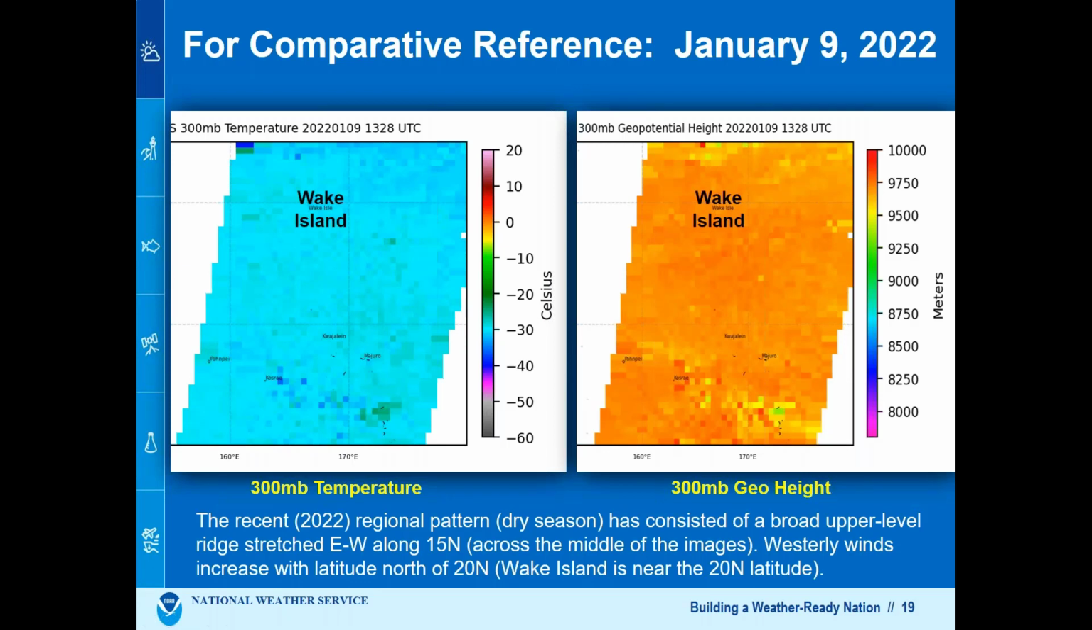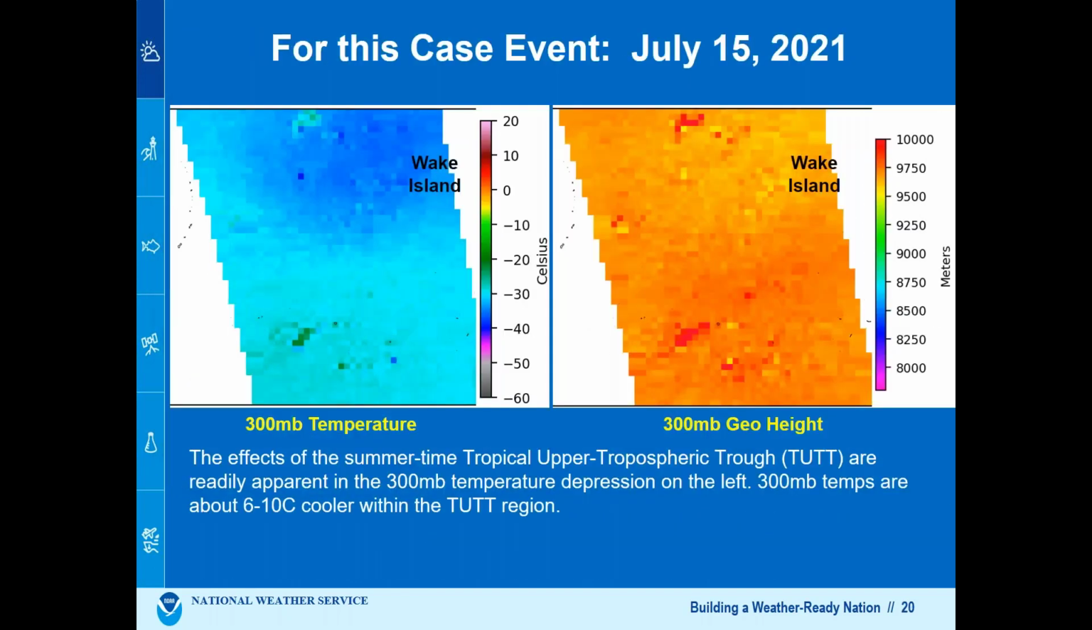Right now, if we were to look at the upper level pattern, we've got a very large anticyclonic flow centered along 15 north, subsident, very dry air aloft. And that's all the way up to 30 degrees north latitude, so to the north of the scope of these graphics. But let's see what things look like back in July of 2021.